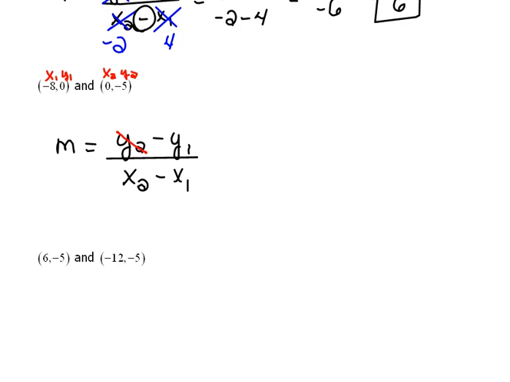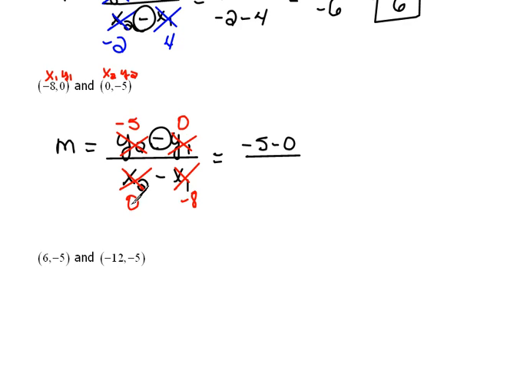Okay, so instead of y2, we're going to be using a -5. And instead of y1, we're using 0. Instead of x2, we're using 0. And instead of x1, we're using -8. So now let's clean this up a bit. Here we have -5 minus 0. So I'm going to go ahead and write that out.